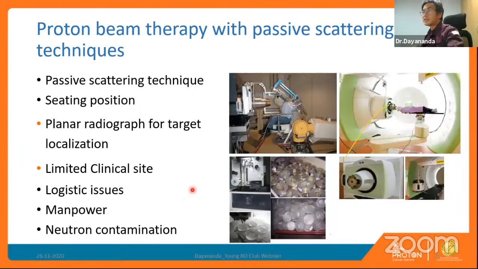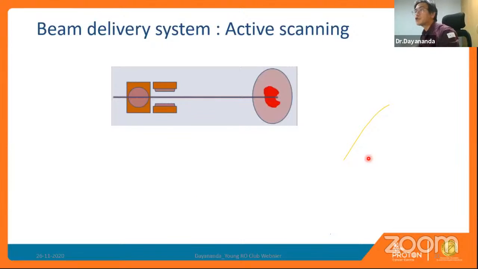But all these things can be overcome with the use of active scanning, or the pencil beam scanning technique. In this case, you remove all those accessories and retain just a pair of scanning magnets. This is the same proton beam which you are getting from the cyclotron through the beam transport system.